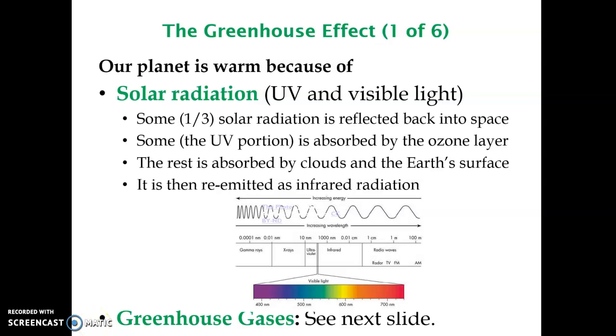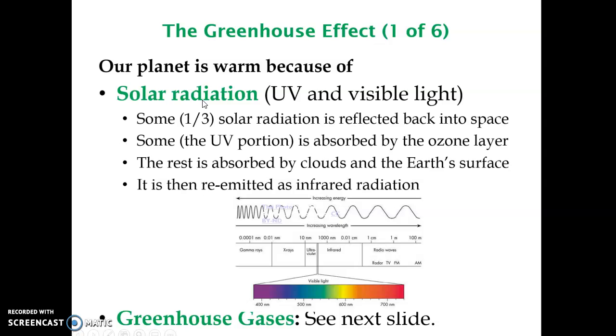On the next 6 slides of this screencast, we will examine the greenhouse effect. Our planet is warm for 2 reasons. One is incoming solar radiation from the sun, and the other is greenhouse gases in our atmosphere. We'll look at greenhouse gases on the next slide, but do remember that both of these contribute to the greenhouse effect. First, let's look at solar radiation.